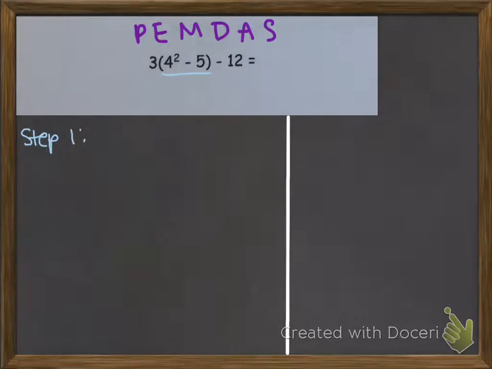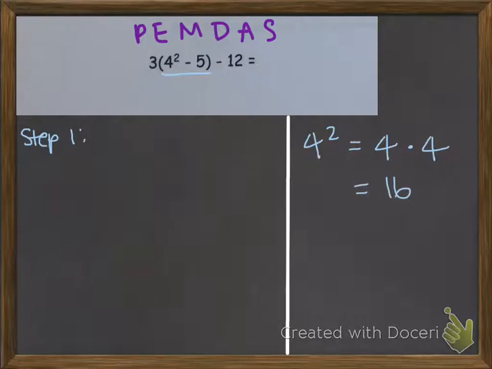So I see 4 squared minus 5 inside of the parentheses. Well, inside of the parentheses, I have 2 operations. So I'm going to have to look at PEMDAS to see which one I do first. I will always solve exponents before I subtract. So inside the parentheses, PEMDAS still applies. So we're going to solve 4 squared first. 4 squared is the same thing as 4 times 4. And 4 times 4 equals 16.